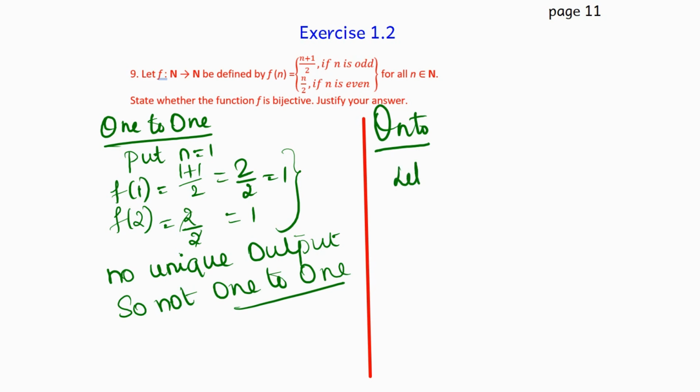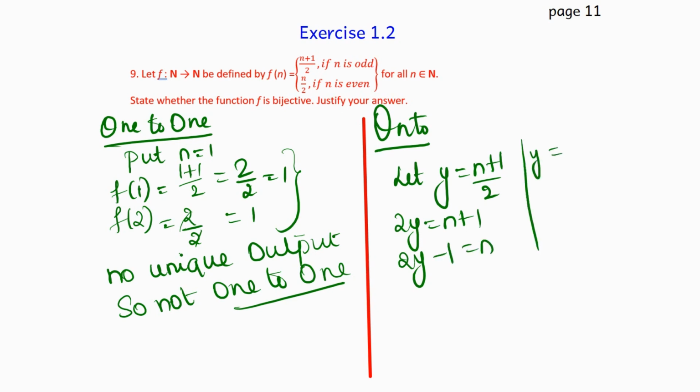Next, to prove onto function, let y equal to (n plus 1) by 2 and y equal to n by 2. Take the two conditions for odd and even separately. So 2y equal to n plus 1, so 2y minus 1 equal to n. On the other side, n will be equal to 2y. So if I check this condition, for every value of y I am getting a value of n. That is, for every value of y I will have a mapping in the domain.